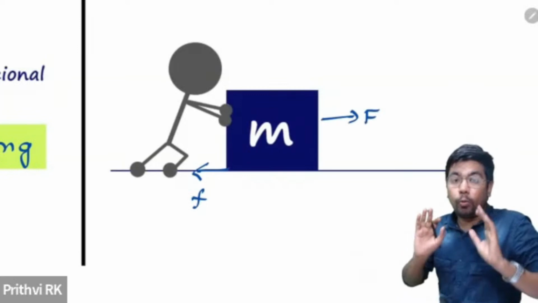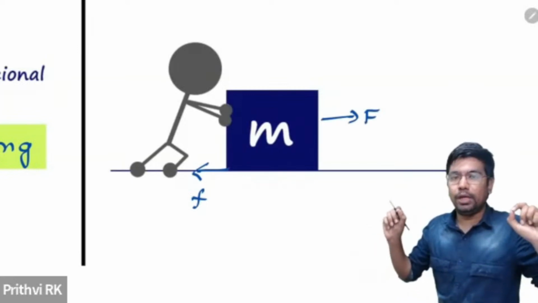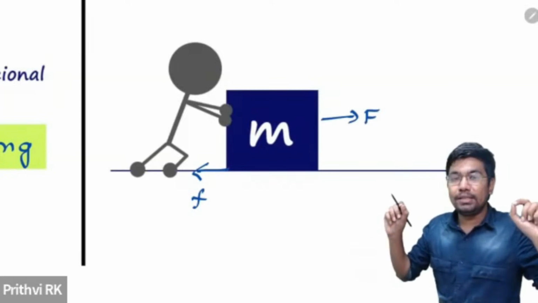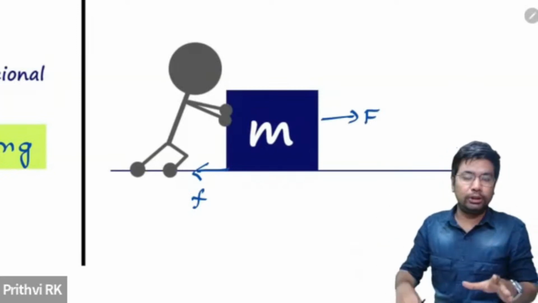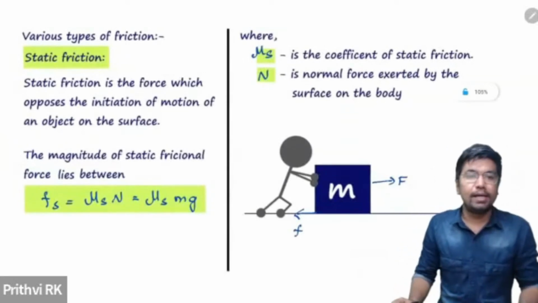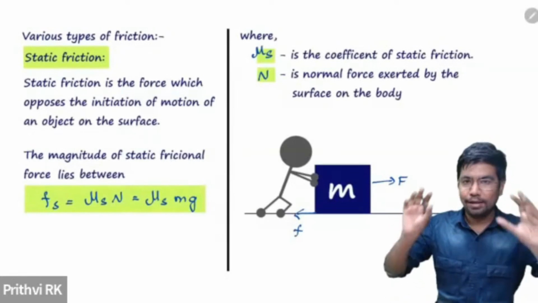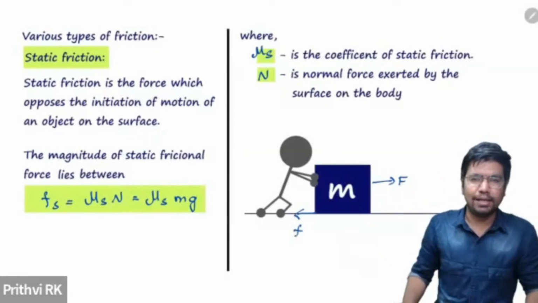So what does friction do? It always opposes the motion. That's the first thing we have to understand here. Next, static friction. There are two types of friction here: one is static, the other is kinetic.